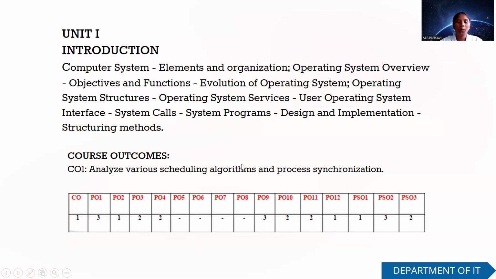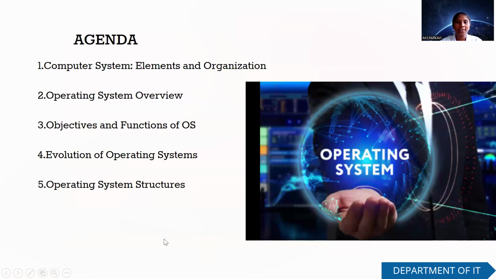In this course, the course outcome is CO1, analyze various scheduling algorithms and process synchronization. This is a table for a CO-PO mapping for your reference. And the next slide, agenda. The agenda consists of five topics.